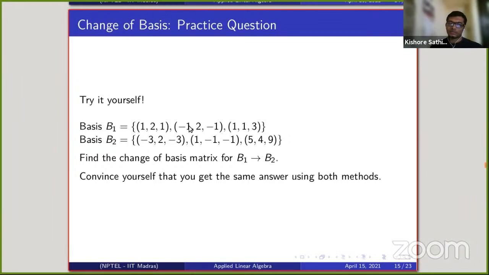And you can then try using method 2, which is Q inverse times P, and you can convince yourself that you get the same answer. So for many of these questions, you can decide which method you want to use based on your ease of understanding. All right, so that's all that I have to say about the change of basis.